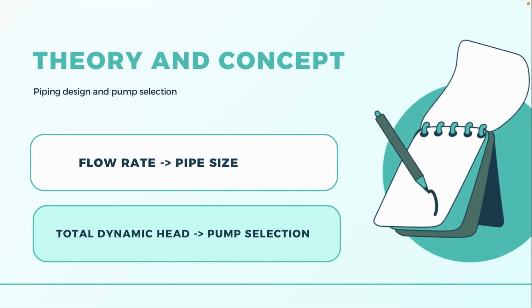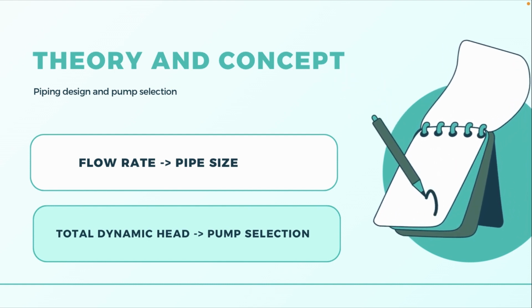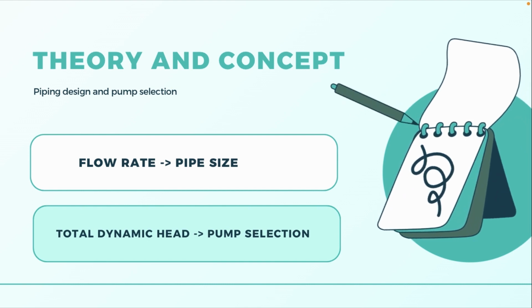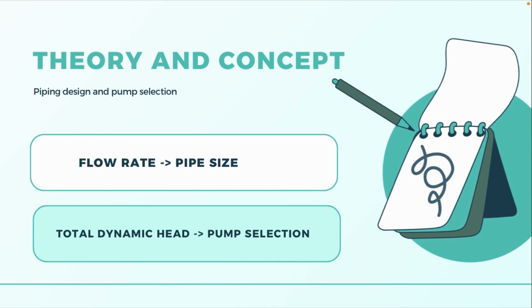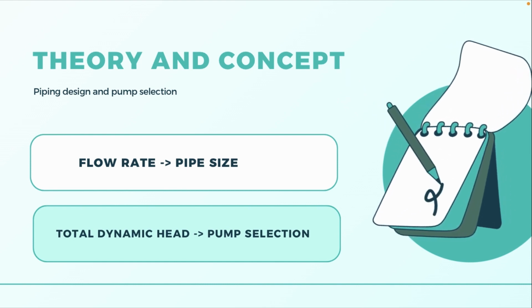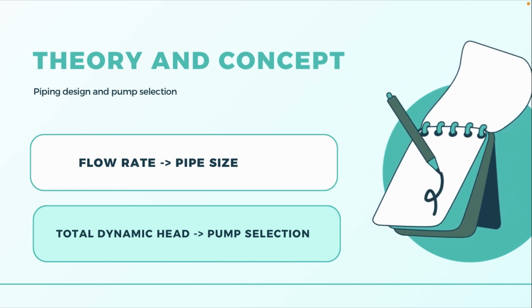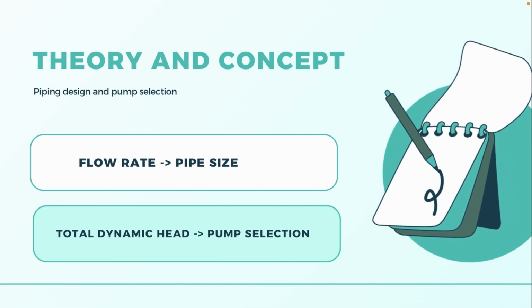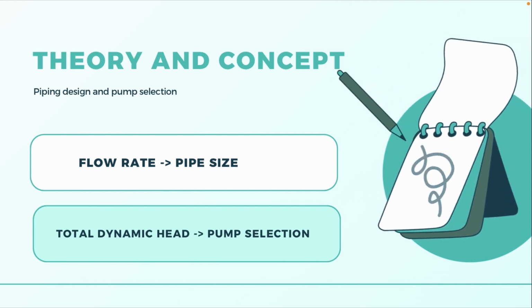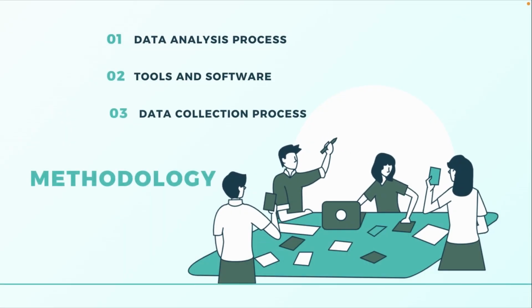The total dynamic head, which is the sum of the static head, friction losses, and minor losses, is very important in pump selection. The net positive suction head available must be greater than the NPSH required to avoid cavitation. The pump power required is calculated, where H is the total head, N is pump efficiency, and G is the acceleration caused by gravity.